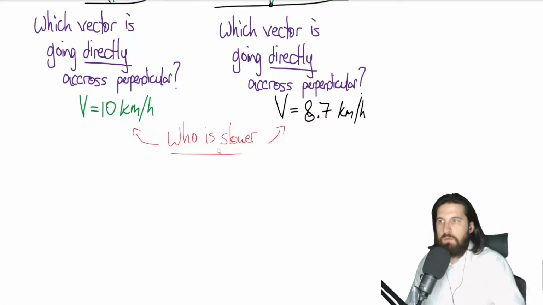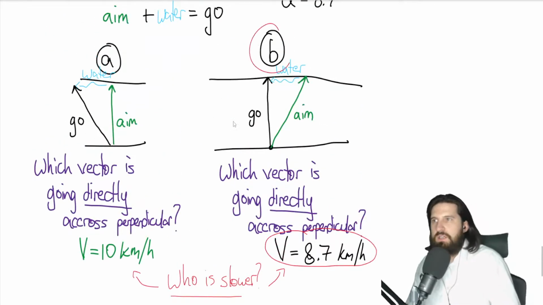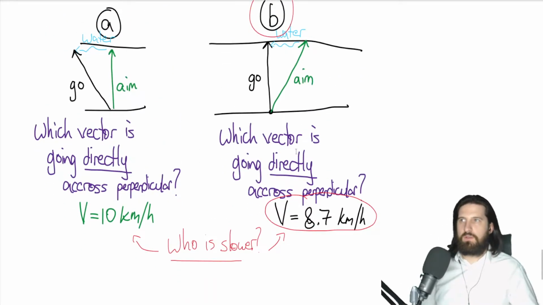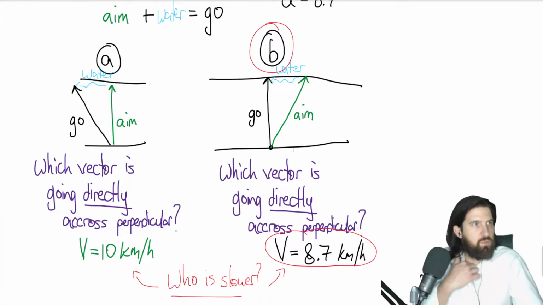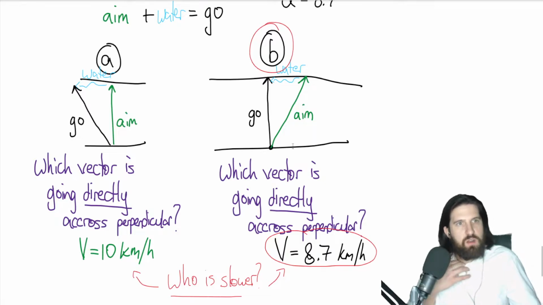Okay, so who's slower of those two speeds? It's the black one. Perfect. So then that's scenario B. Boom. It's the slower one. It will take longer. The slower one will take longer, right?